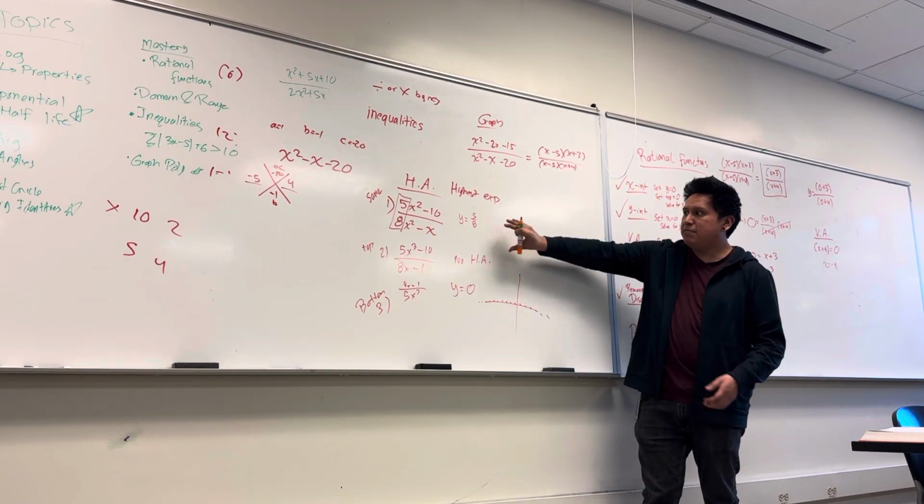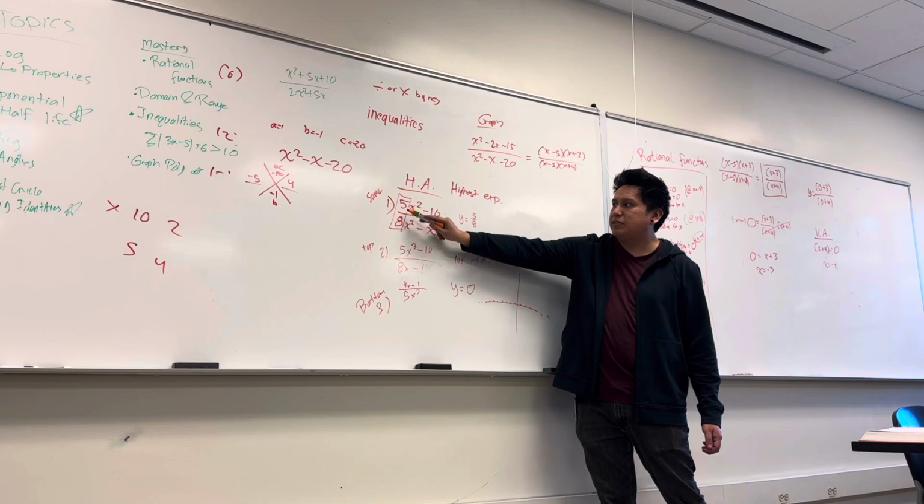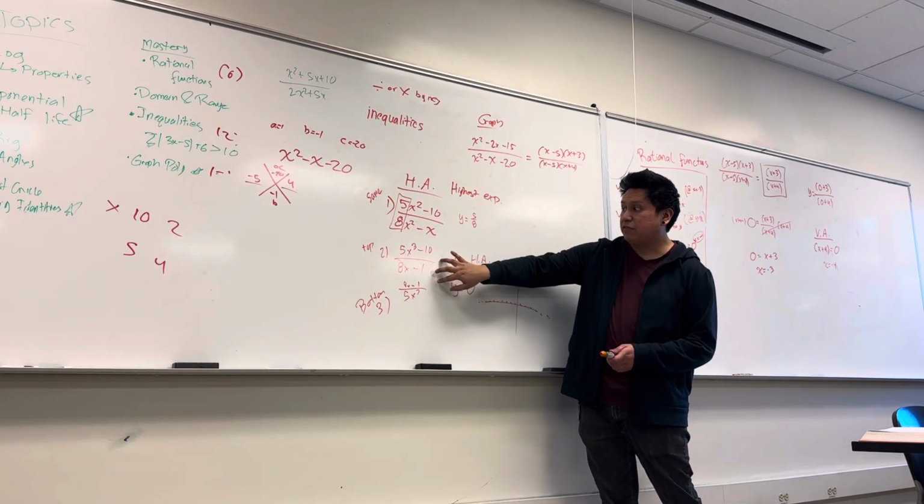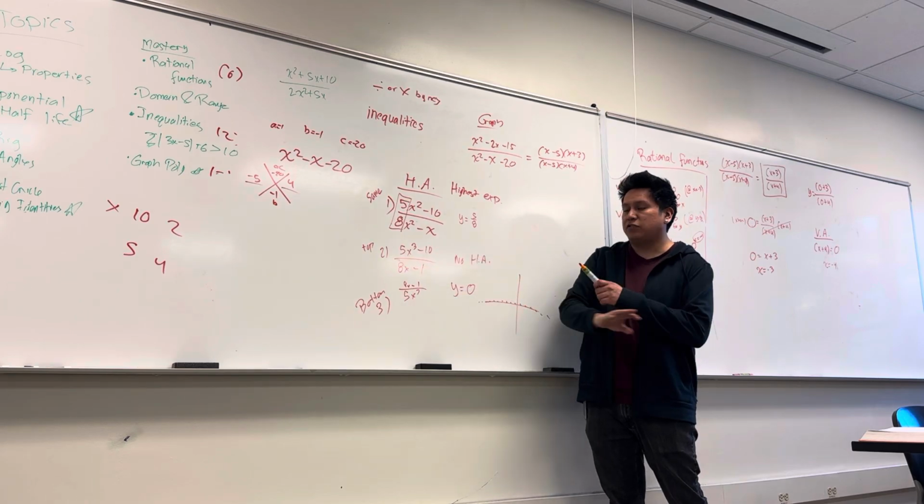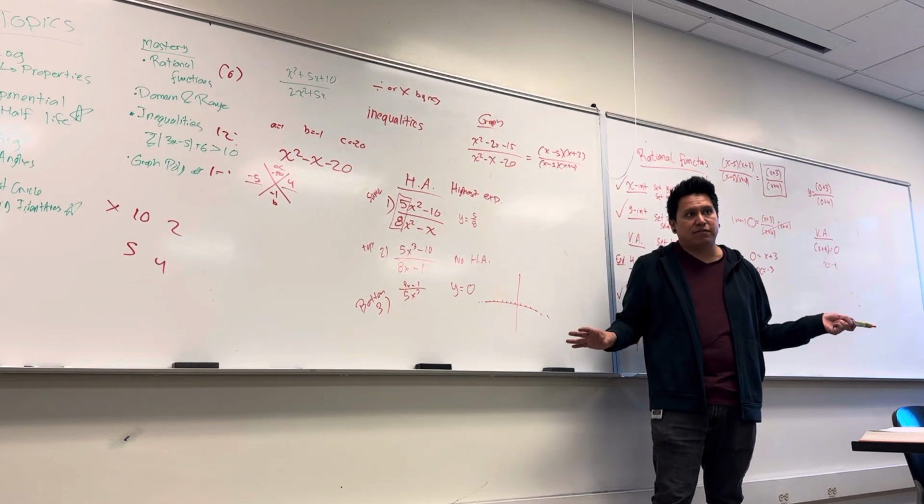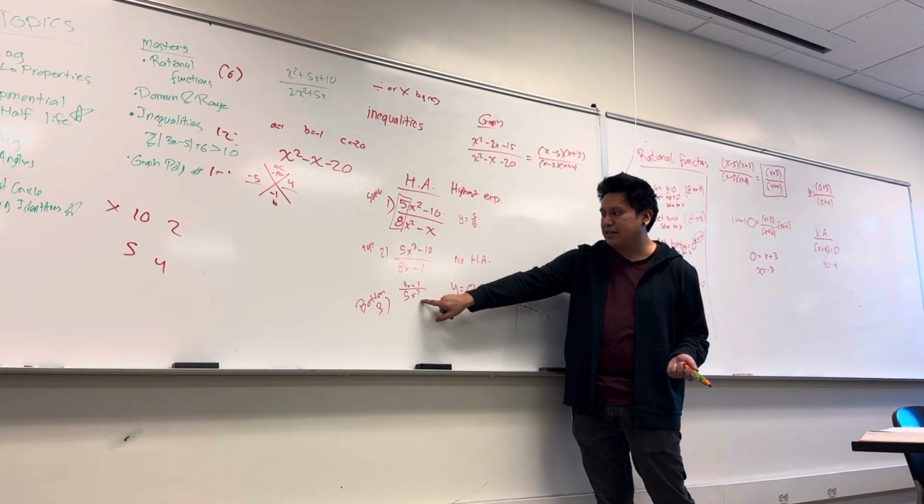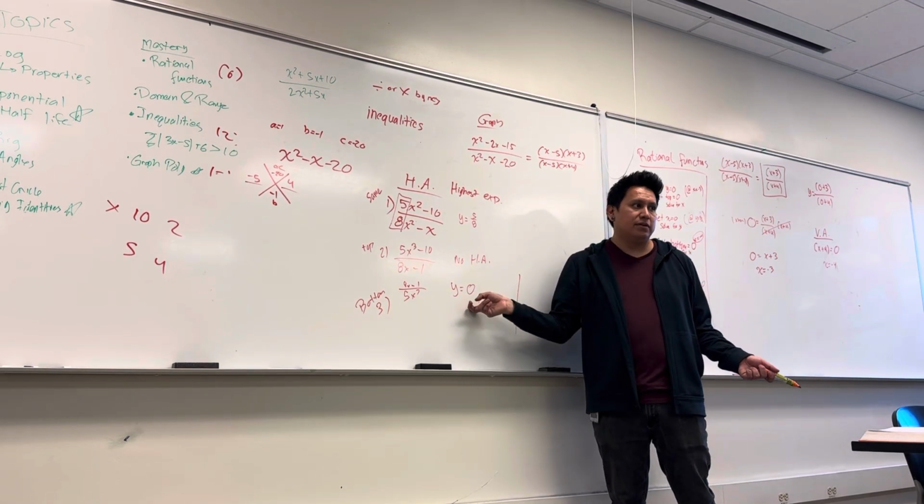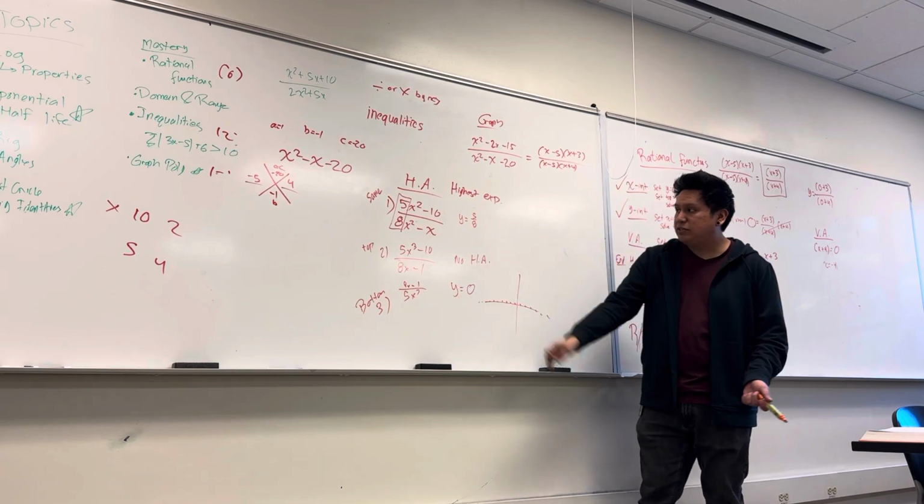So if they're the same, we just take the ratio, essentially the fraction of the coefficients of the terms that have the highest exponents. If your highest exponent's at the top, we just forget about horizontal asymptotes because we don't have any. And if the bottom has the highest exponent, we automatically know it's always going to be y equals 0. Right? So these are the three situations we have.